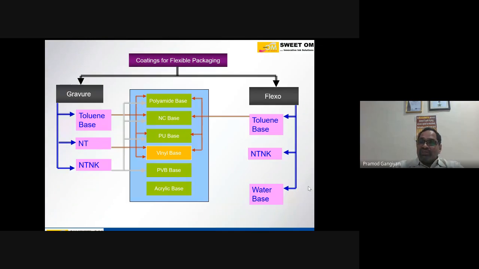Similarly, if you want to make flexo coatings for toluene base, we can again make polyamide base, nitrocellulose base, polyurethane base, and vinyl base. If you want to make flexo base coatings for non-toluene, non-ketonic, it will be again polyamide base, nitrocellulose base, polyurethane base, and polyvinyl butyryl base. Water-based coatings we can only produce with acrylic base, and now industry has introduced polyurethane base water-based coatings as well. We call it polyurethane acrylic emulsions.